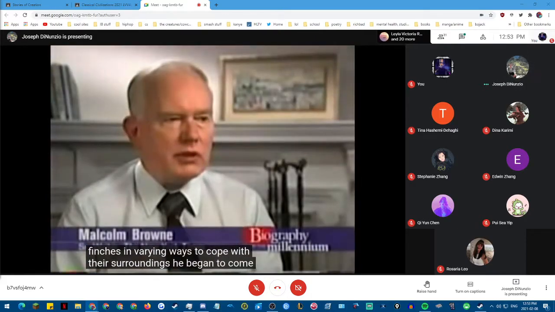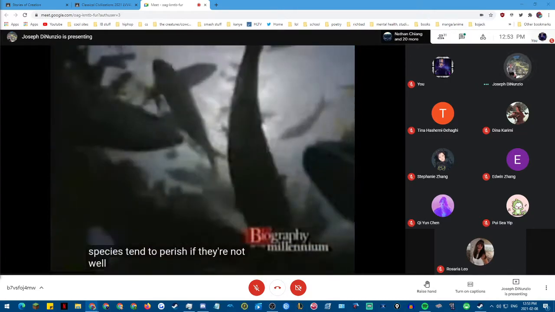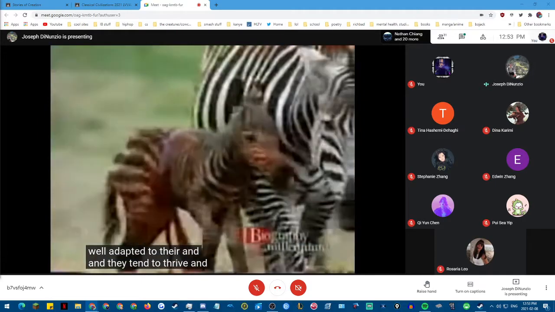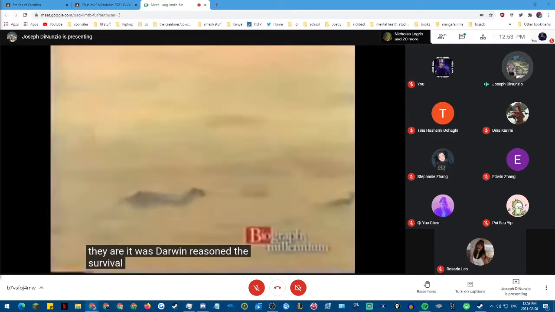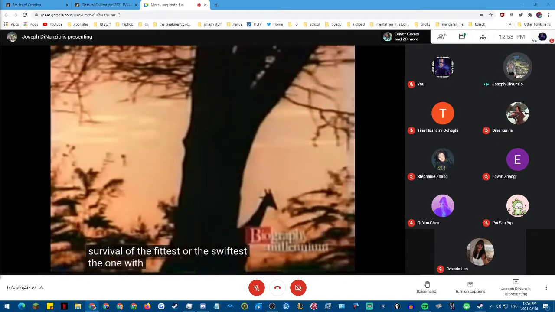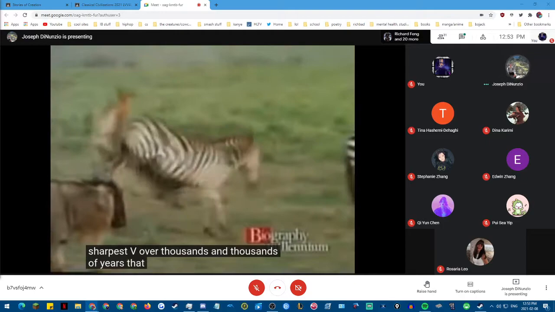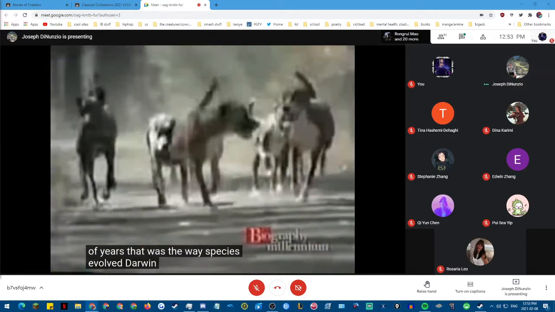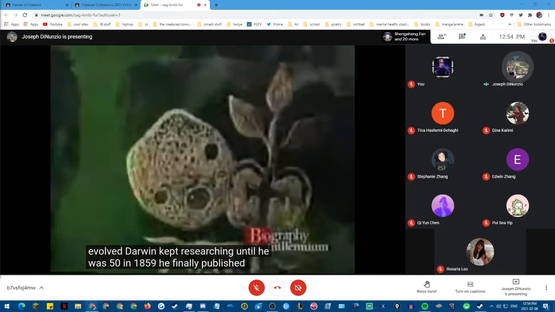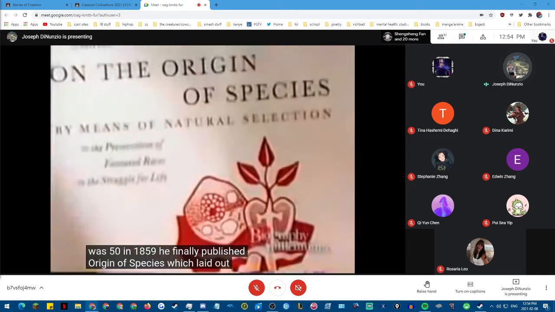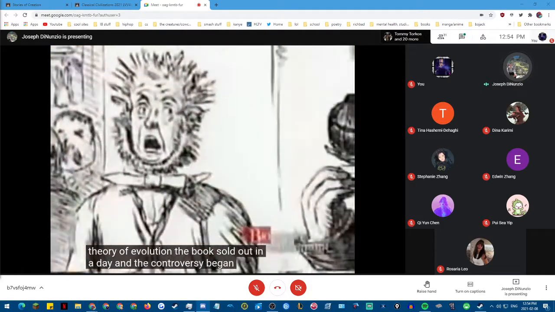He began to come up with the idea of natural selection, that species tend to perish if they're not well adapted to their environment, and they tend to thrive and reproduce if they are. It was, Darwin reasoned, the survival of the fittest or the swiftest, the one with the longest neck or sharpest beak. Over thousands and thousands of years, that was the way species evolved. Darwin kept researching until he was 50. In 1859, he finally published Origin of Species, which laid out his theory of evolution. The book sold out in a day, and the controversy began.